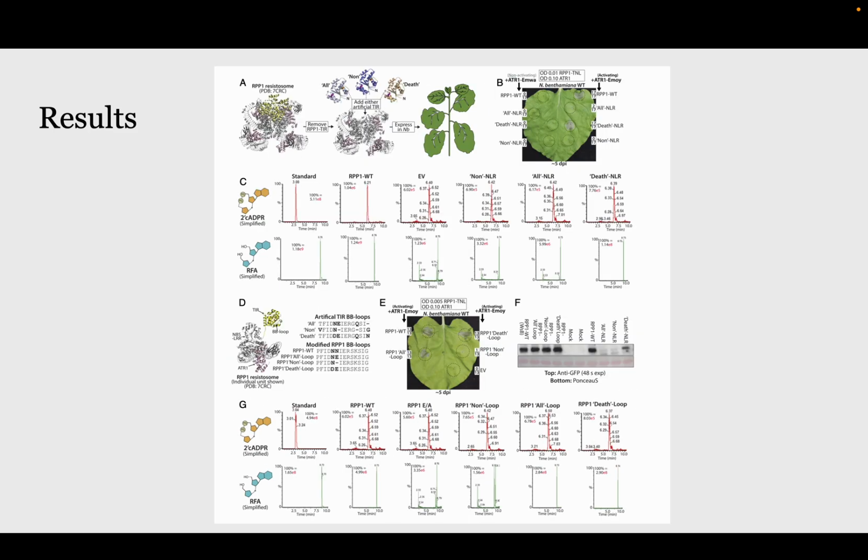The third image correlates to the third result. A is a diagram of a protein in which the domains of that protein will be replaced with artificial TIR proteins. B and E are leaves with the TIRs shown in the specific place to show physical characteristics or phenotype. C and G show the two proteins involved in signaling and when they are active when paired with a specific BB loop variation. D shows the sequence from the artificial and modified BB loops. And F is another immunoblot showing the effect on the protein with each modified BB loop.